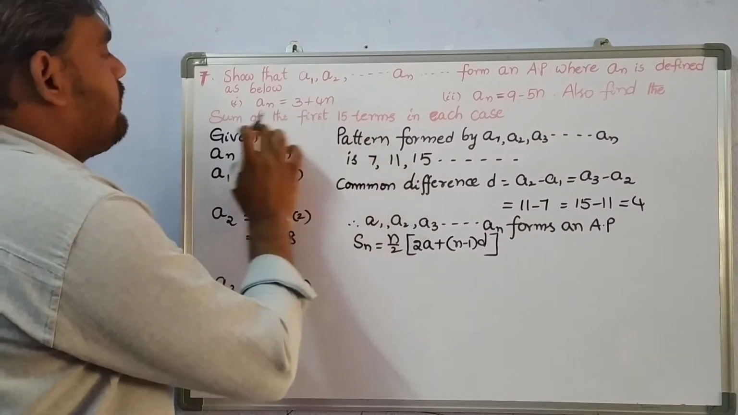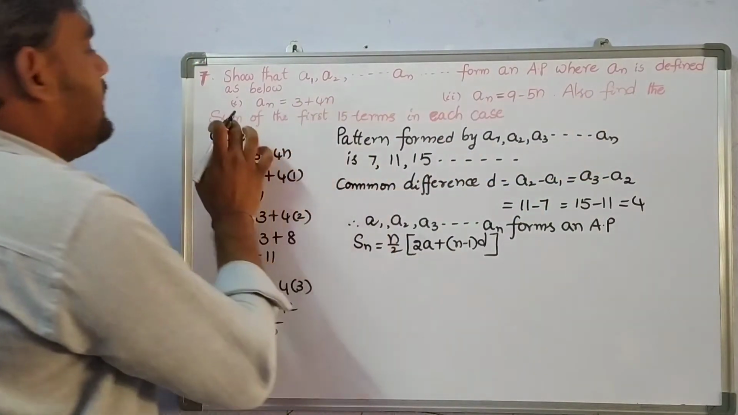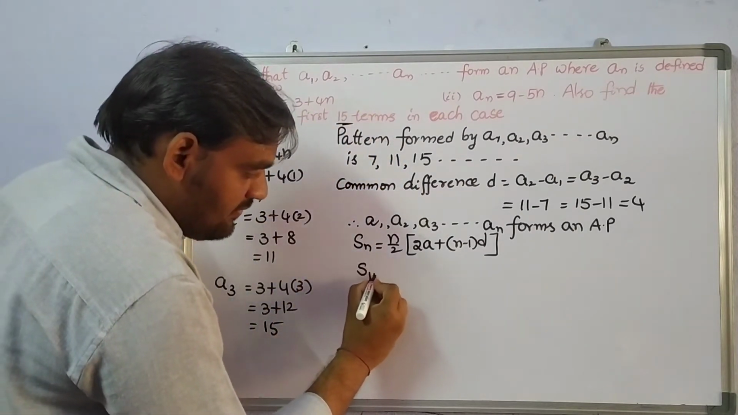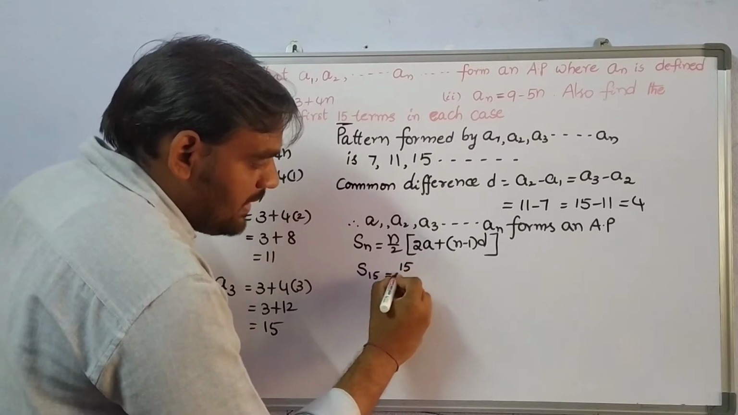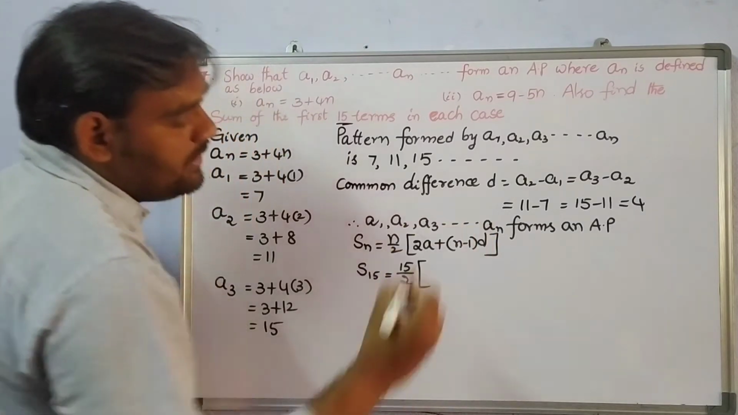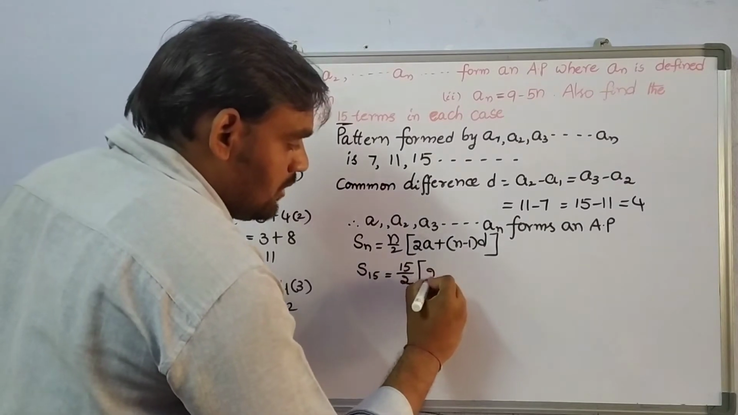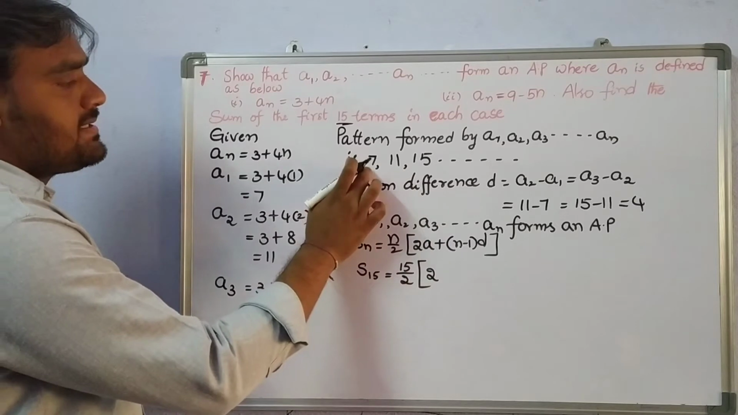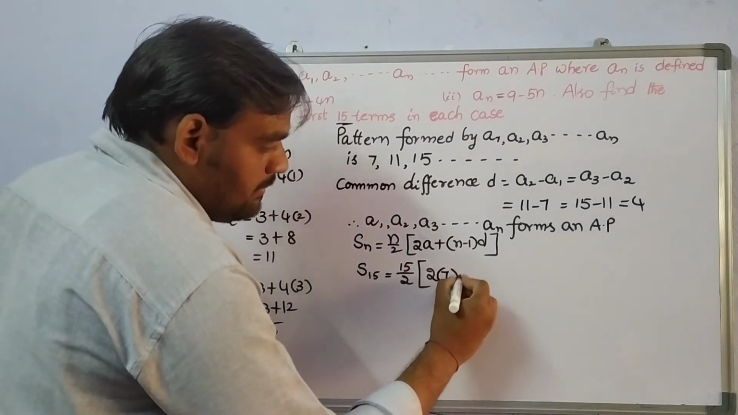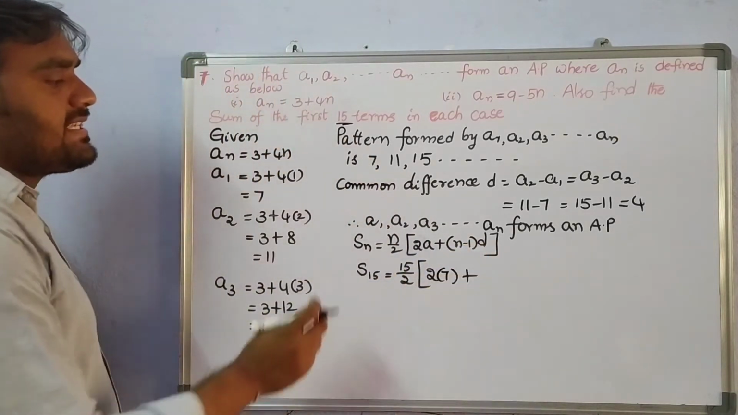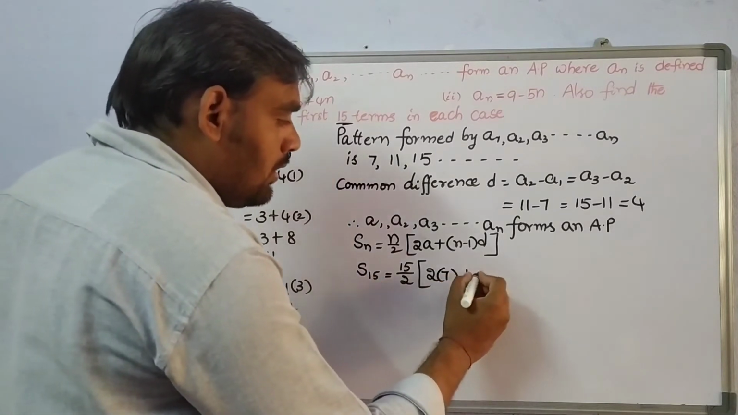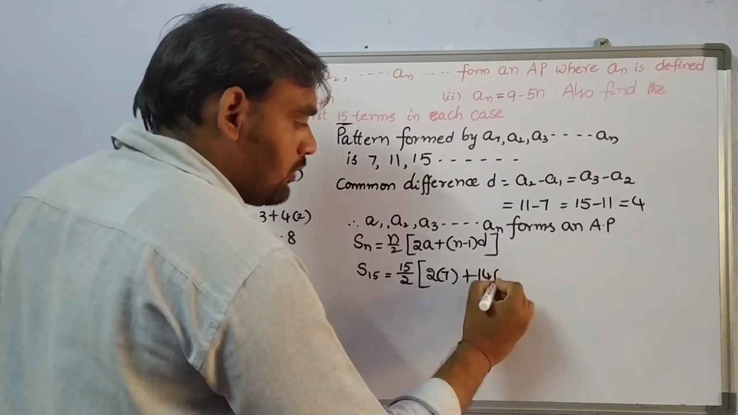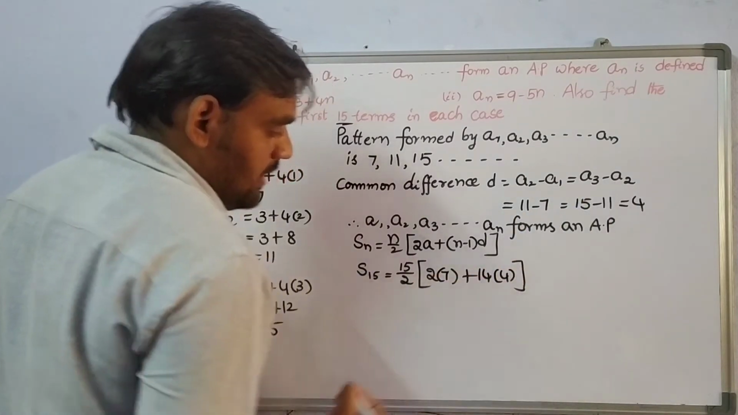See here, they ask us to find the sum of the first 15 terms. So n means 15. S15 is equal to 15 by 2 into 2a. A means A1 only. What is the value of A1 here? A1 value is 7. 2 into 7 plus n minus 1. N is nothing but 15 here, 15 minus 1, 14. Common difference D, that is 4. Like that we need to write.